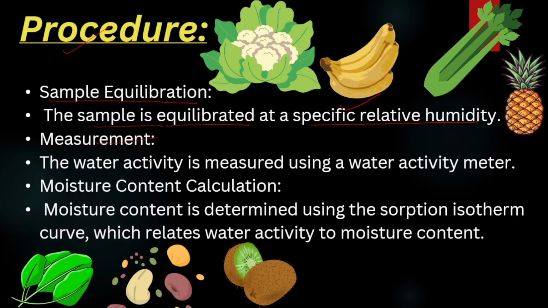Next is measurement. The water activity is measured using a water activity meter. Moisture content calculation: it is determined using the sorption isotherm curve, which relates the water activity to the moisture content.